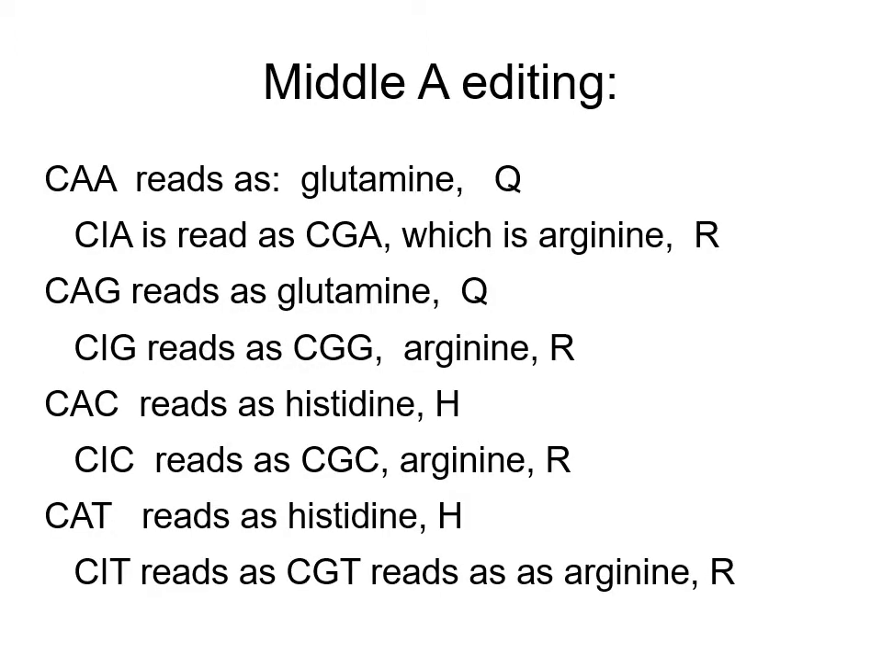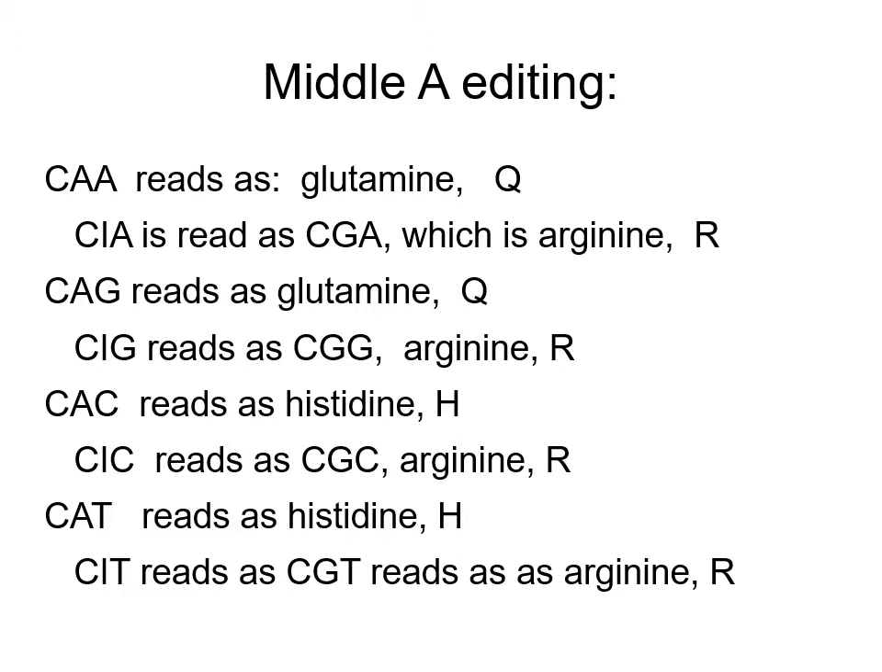Okay, so first of all, we've got a CAA, look at the genetic code. Now we have to get used to the single letter code where it's not GLU, it's Q stands for glutamine. So when we edit it, we have a CIA where I is inosine. It's read as CGA by the translation machinery. So now we look at the genetic code and see what CGA encodes, and we can see that it's arginine, which is R.